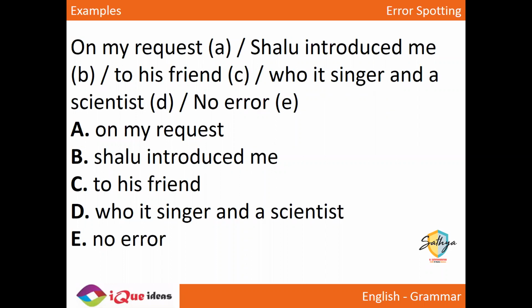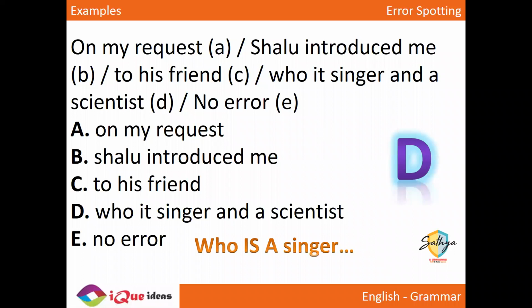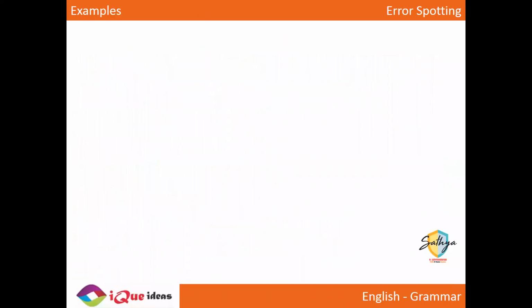So this is pretty much obvious, right? On my request, Shalu introduced me to his friend, who is a singer and a scientist. Scientist के आगे article है, तो singer के आगे भी article होना चाहिए. So on my request, Shalu introduced me to his friend who is a singer and a scientist. I think this is pretty much obvious. So we quickly move on to the next one then.